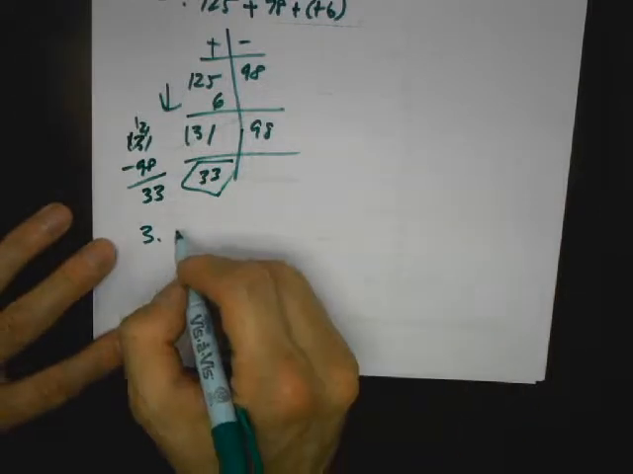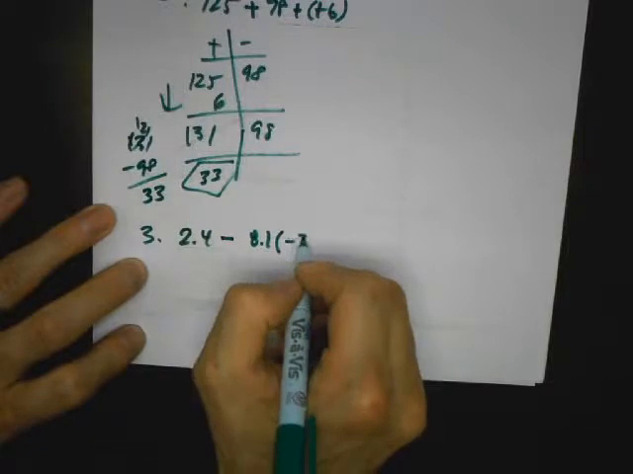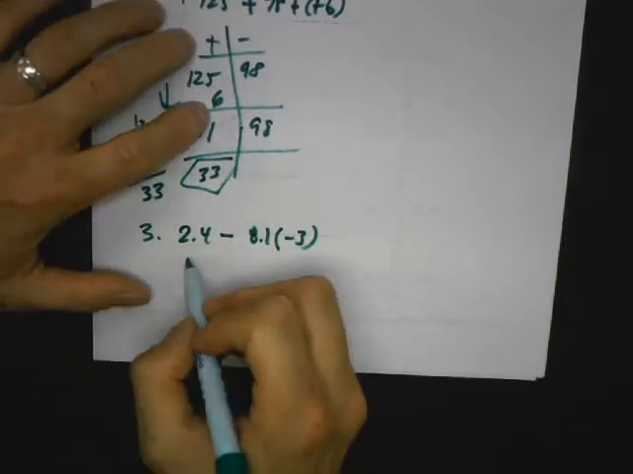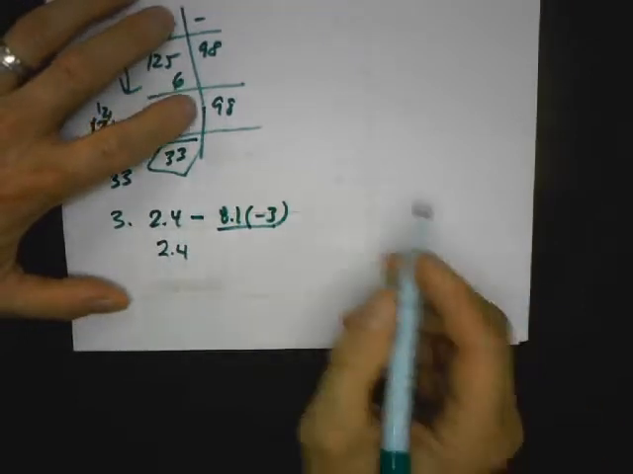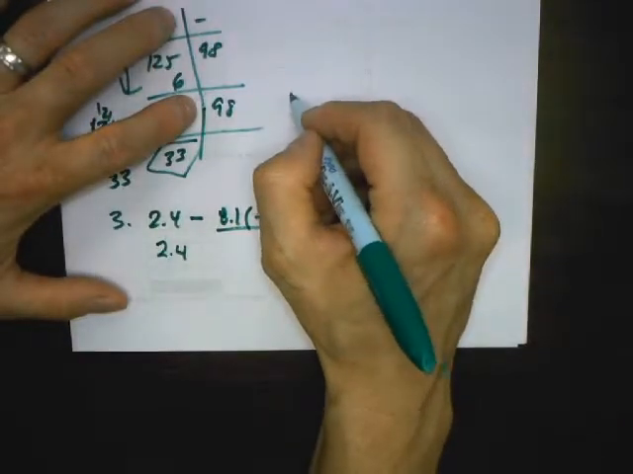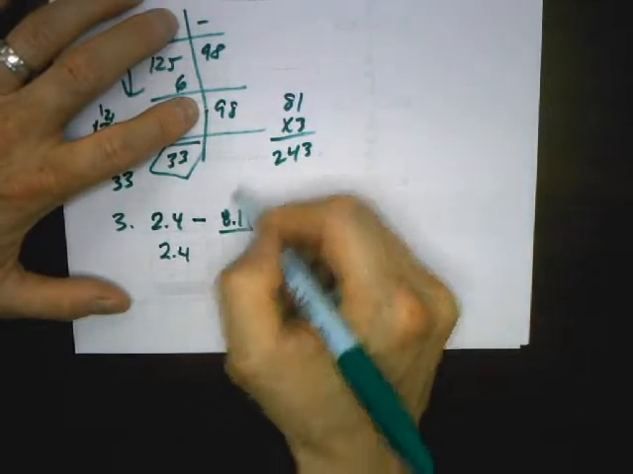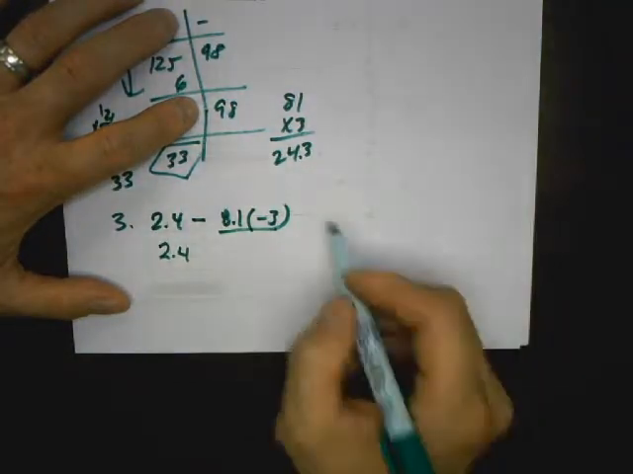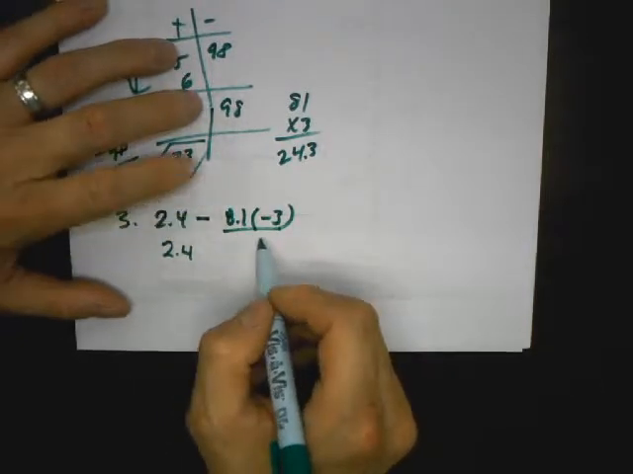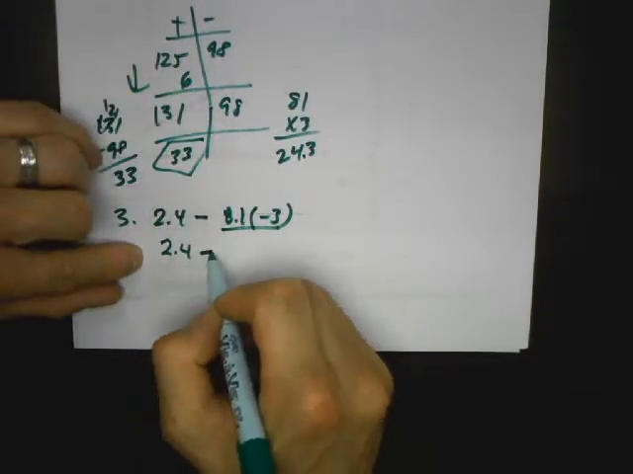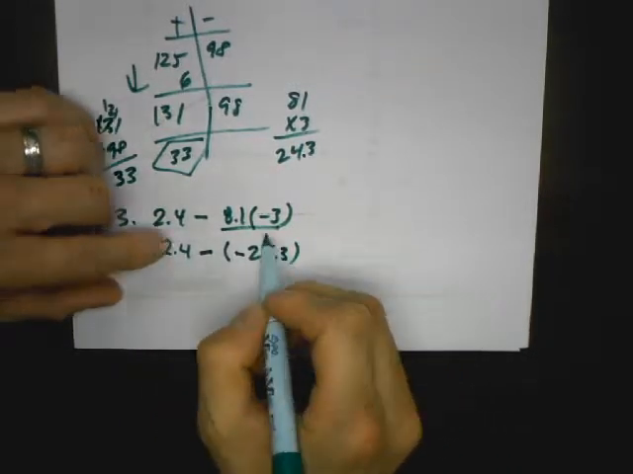Who has more? Number 3, 2 and 4/10 take away 8 and 1/10 times negative 3. When I multiply, I got to multiply first before I subtract. And when I multiply, I want to make sure to pretend there are no decimals and just multiply. Okay? Then I can count the decimal spaces, add it later, and then check my sign. Positive times negative, right? Using Mr. Dude's, negative. So I have 2.4 minus, this was negative 24 and 3/10, right?